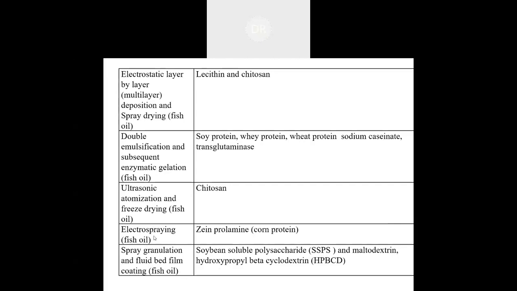Then electrospraying of the fish oil, where zein corn protein can be used as a wall material. Spray granulation and fluidized bed film coating for the fish oil: soybean soluble polysaccharides and maltodextrin can be used as a wall material.